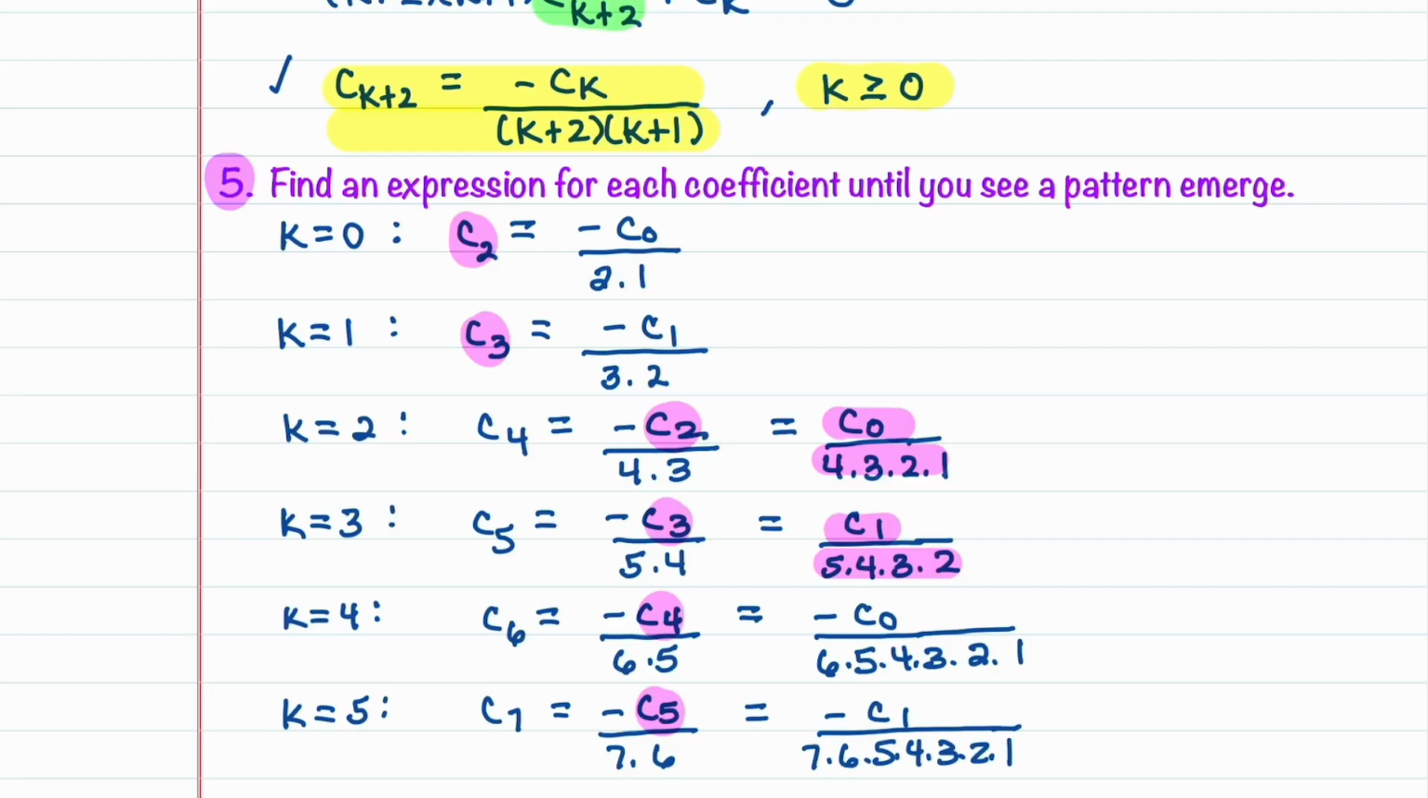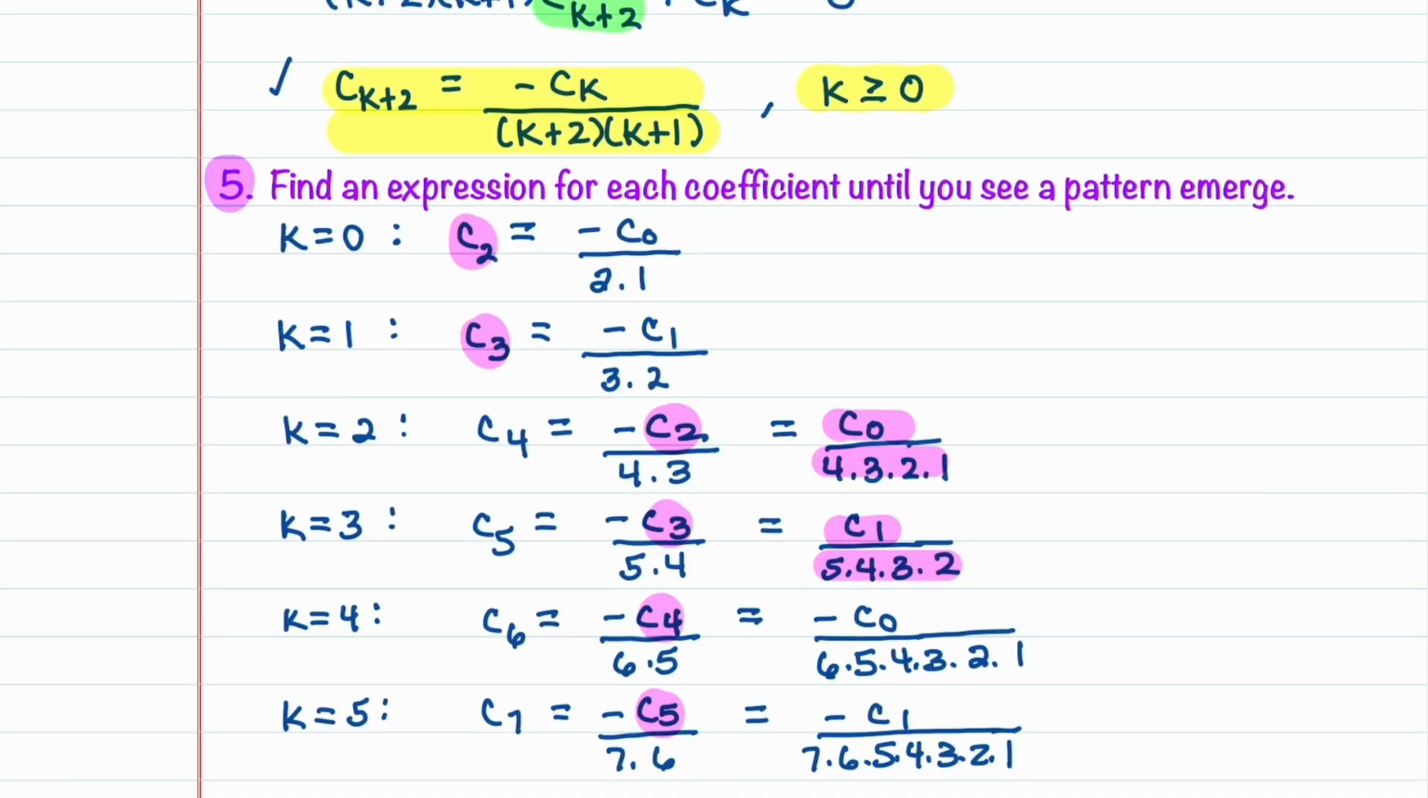Now I think we have enough to be able to see a pattern. One thing that I think we need to do first is we need to rewrite all of our constants in terms of factorials. Let's go back up to k is equal to 0, and we're going to write this one as minus c0 over 2 factorial. c3 is going to be minus c1 over 3 factorial.